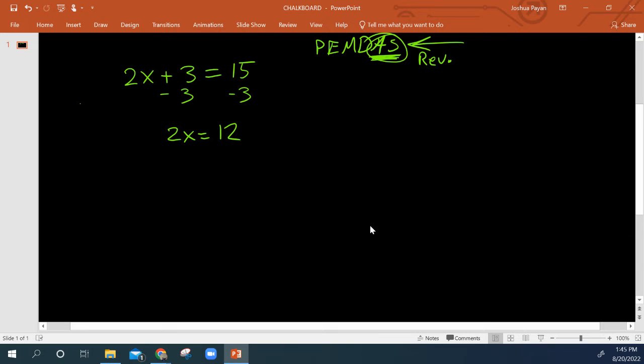Then what's happening? This is the part that also mixes up a lot of you. If I've got two numbers scrunched together like this, namely the 2 and the x, that means they're being multiplied. What is the inverse of times 2? Dividing by 2. And therefore, x is 6.